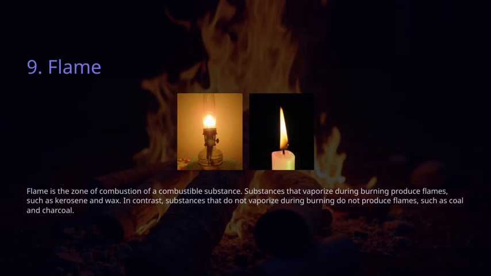Let's talk about the flame, which is essentially the zone where combustion happens. The flame appears when a substance vaporizes during burning, creating visible gases that ignite. For example, substances like kerosene and wax vaporize easily, so they produce flames when they burn. On the other hand, some materials like coal and charcoal don't vaporize during combustion, so they burn without producing a visible flame. Understanding these differences helps us grasp how various materials behave during burning, which ties into the overall theme of combustion processes and fire safety.